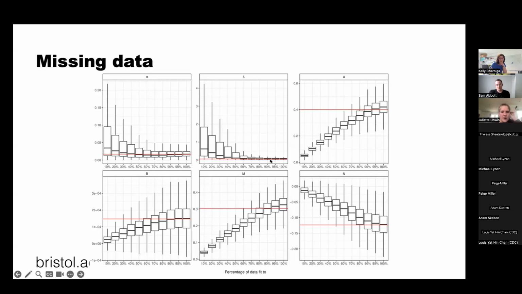And we find that because the majority of cases are coming from importations, the alpha and the delta, we can still capture the true parameter up until very low, very much missingness.